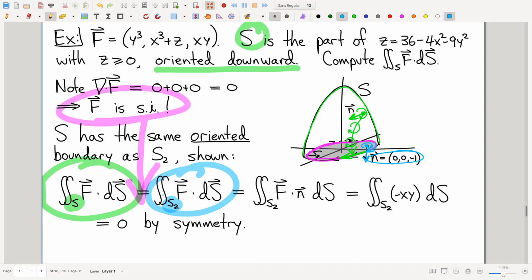This integral is zero by symmetry. X-axis or y-axis, take your pick. And we're done. And we didn't have to parameterize anything. We didn't have to deal with the pullback domain and all the bounds and the square roots and the bounds and oh my gosh, right? Much easier solution.